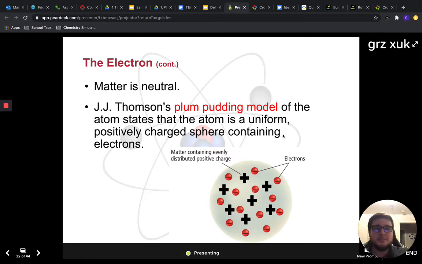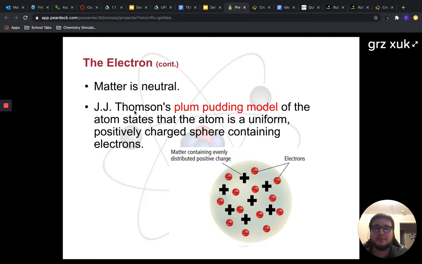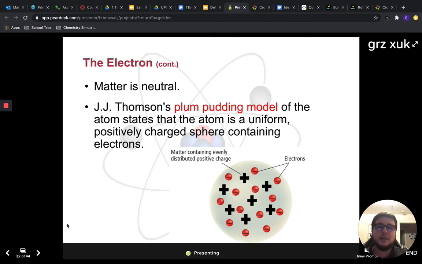Okay, and so his model states that the atom is a uniform, positively charged sphere. So still a sphere, but now it's positively charged, and it contains electrons just randomly placed inside to make the whole thing neutral. So you have a positively charged mush, like the cake or the muffin, and then you have electrons just placed in there randomly. Those are like the blueberries of your blueberry muffin. So that is JJ Thomson's updated model after the discovery of the electron.